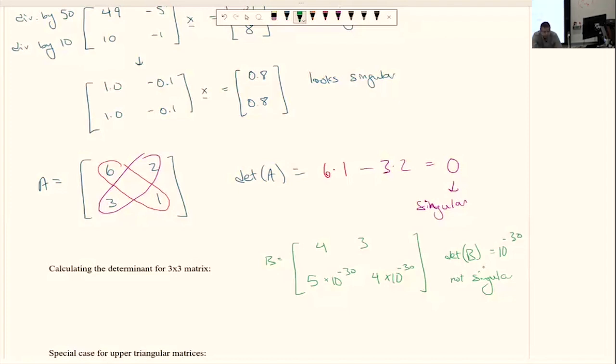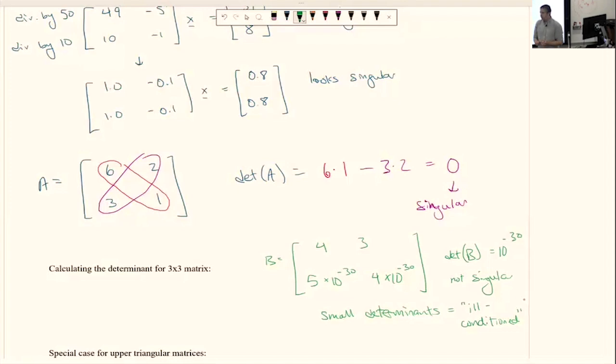So small determinants equals ill-conditioned. Well, how small is small, right? Because small is a relative term. Is 0.1 small? Is 10 to the minus 2 small? Is 10 to the minus 3 small?